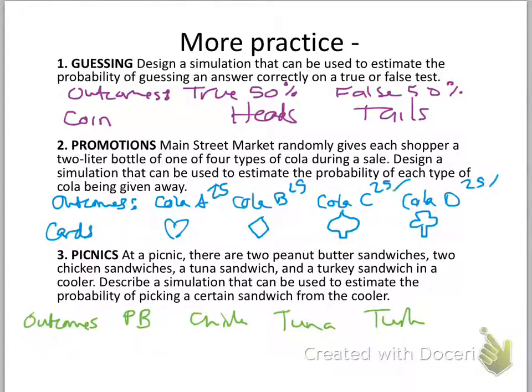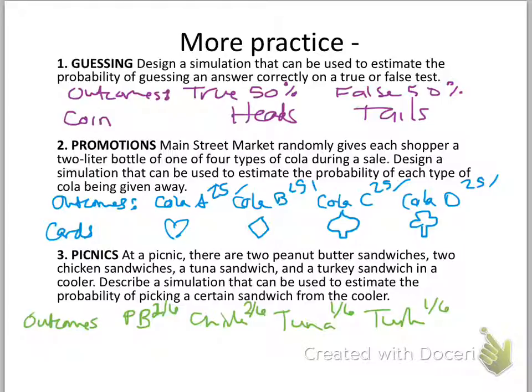Okay. In this problem, the probabilities aren't quite as easy. I've got 2 peanut butters out of a total of 6 sandwiches. 2 out of 6 is 1/3 probability. And so I think I'm just going to write it as a fraction not simplified. 2 out of 6. Chicken is 2 out of 6. Tuna is 1 out of 6. And turkey is 1 out of 6.